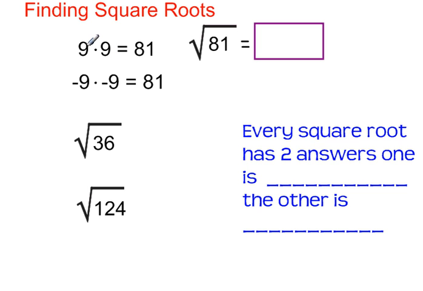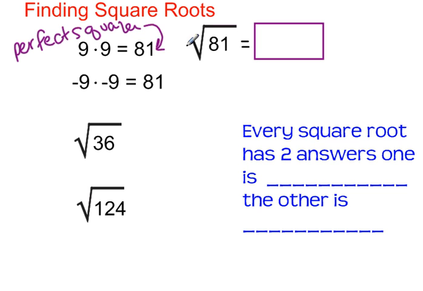So the first thing I've written here is that 9 times 9 equals 81. This is called a perfect square. 81 is a perfect square because there is a number that when you multiply it by itself gives you that exact number. 9 times 9 is 81. Also, -9 times -9 is 81, because two negatives, when multiplied together, give me a positive 81.